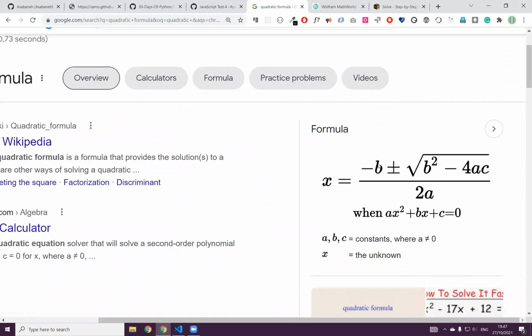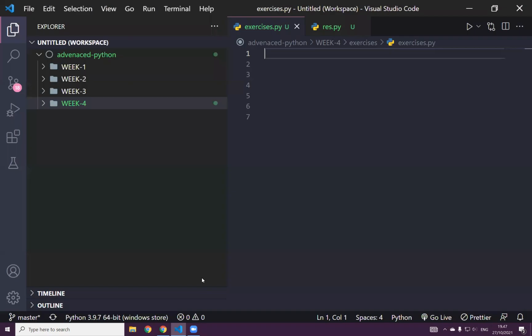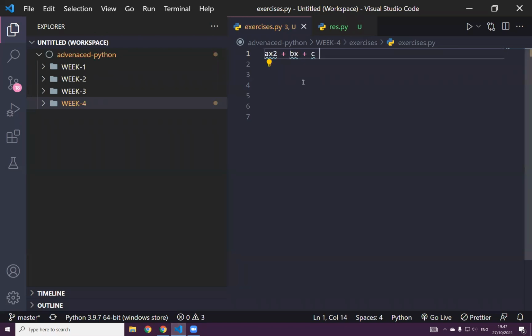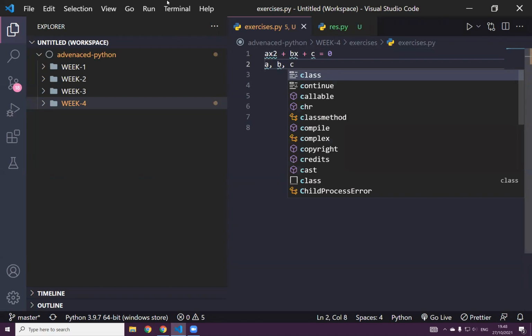As you can see, every quadratic equation has three coefficients, a, b, c, and it's second degree. Second degree means this is a square, so there should be an x squared. At least for something to be called a quadratic equation, ax squared plus bx plus c is equal to 0. So this is a proper quadratic equation, and we have the coefficients a, b, c.